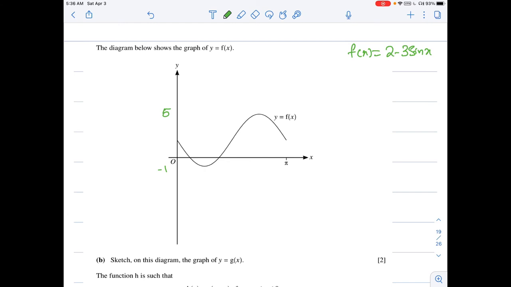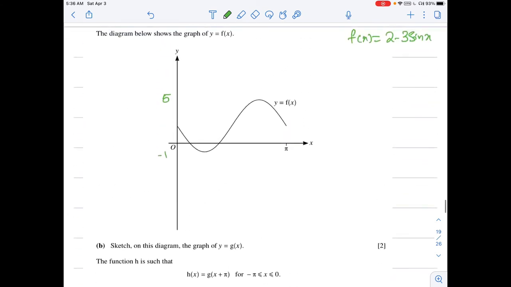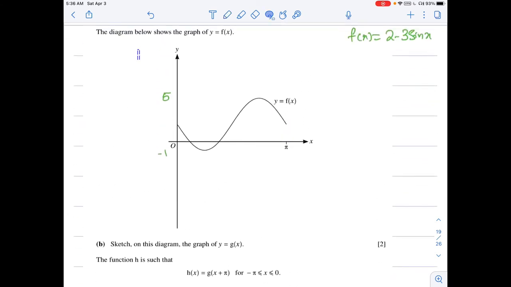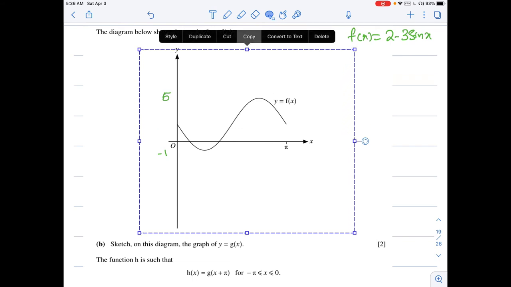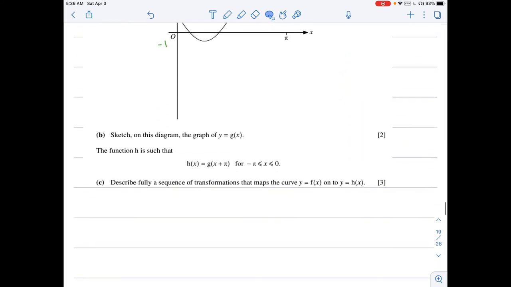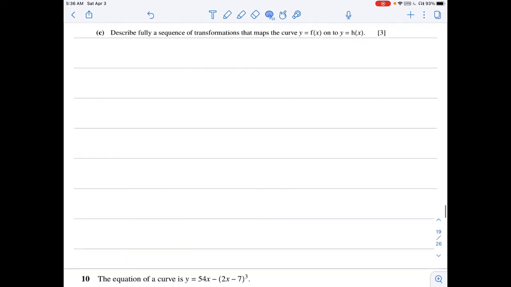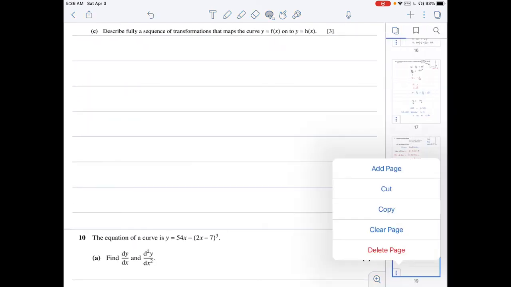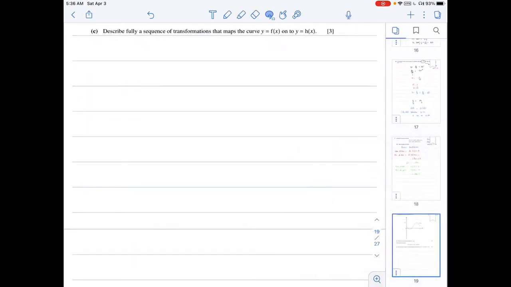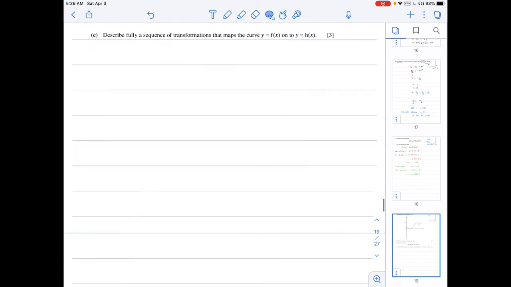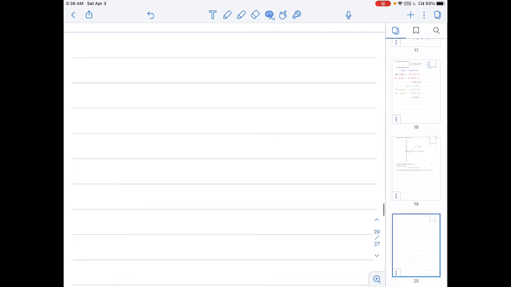Okay. So what I'm going to do today is copy this diagram neatly and zoom in so that it will be easy to draw. I'm going to add a page and make it much easier for this version.